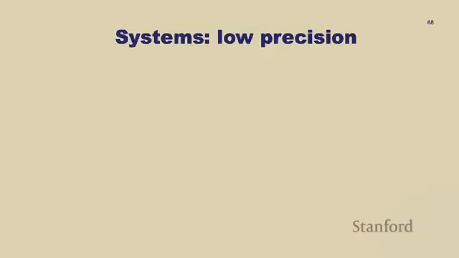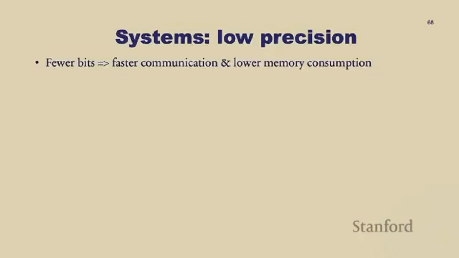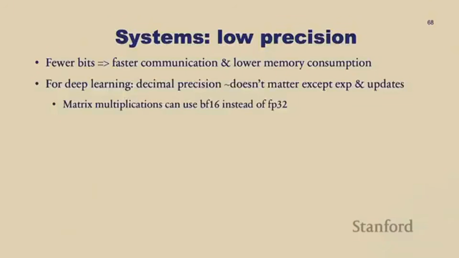So one simple trick, and that might be the only one I'm going to tell you about, is low precision. One simple idea is that if I'm going to put my floats in lower precision, there are going to be fewer bits that I have to send to my GPUs. If there are fewer bits, it's faster communication, lower memory consumption, things are going to go faster.